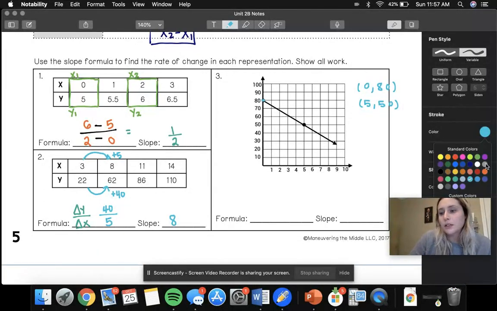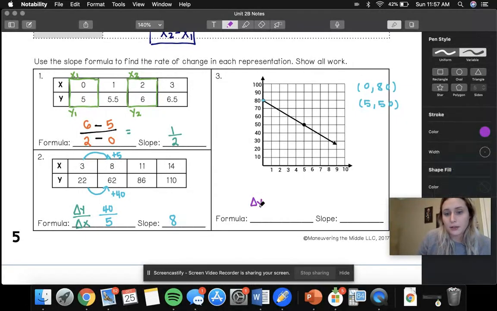Okay. So this is very similar to the change over the change. So I'm going to find the change in my y values compared to the change in my x values. Okay, so just a little heads up, your ordered pairs go x coordinates and then y coordinates. So first, how do we go from 80 to 50? It looks like we're going down, so we'll show a negative 30. So to go from 80 to 50, we would have to subtract 30. Okay. Then we have to find the change in our x values. How do we go from 0 to 5? We go up 5.